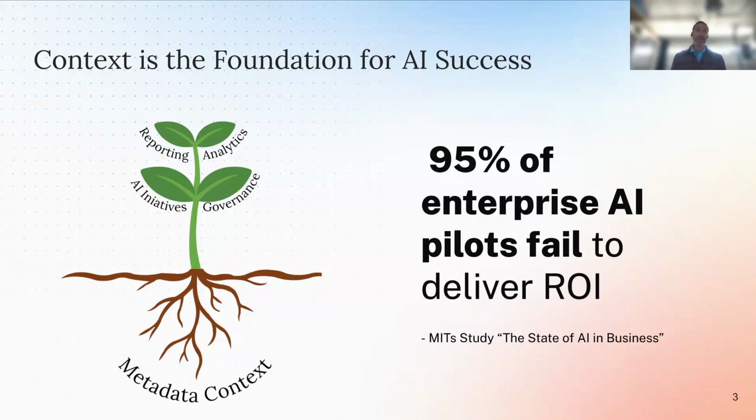There's a lot of MVPs and POCs, and the reality is many of these initiatives, the large majority, are never getting to production. And this stat has been referenced over the last month or so: 95% of enterprises' AI pilots fail to deliver ROI. Many of them never get to production, which is why they fail to deliver ROI. And the key driver to that is data context. Do you know what fields you're pulling? Do you know what those fields mean? Should the AI use those fields?